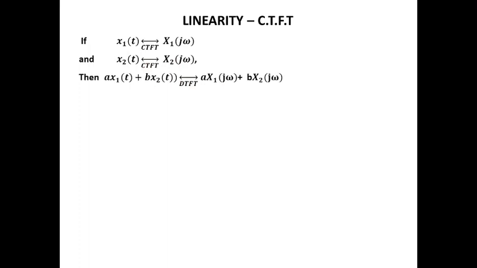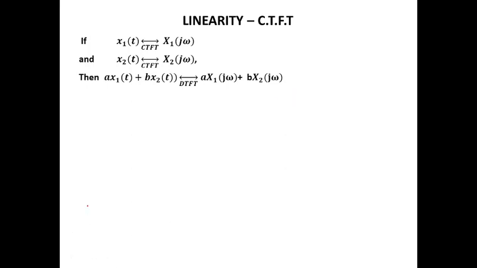Here the meaning is: x1 of t is the time domain signal, x1 of j omega is the Fourier transform signal obtained by performing CTFT. So we can tell that x1 of j omega is the Fourier transform of x1 of t, right? x2 of t, continuous time Fourier transform, is x2 of j omega. If this is the case, then a x1 of t plus b x2 of t CTFT will be equal to a x1 of j omega plus b x2 of j omega, right?